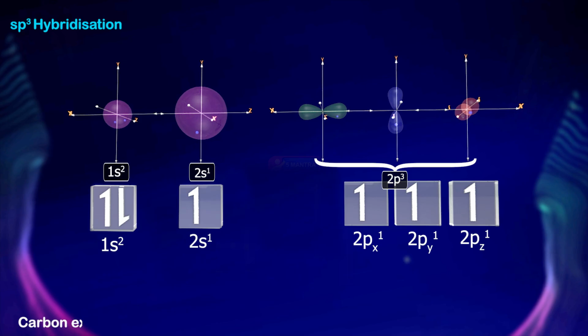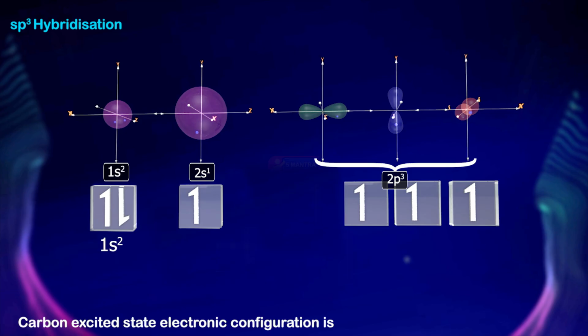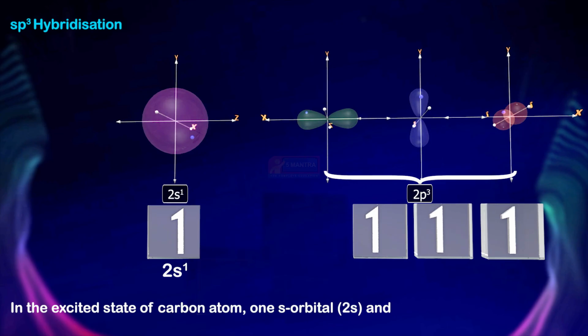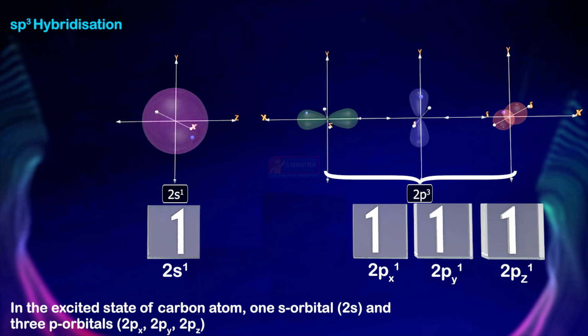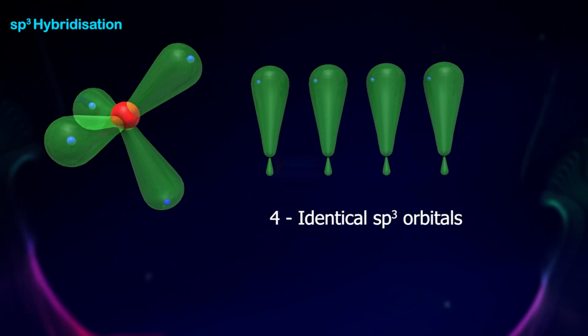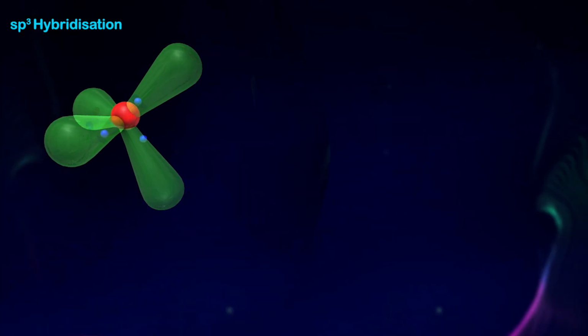Then, the excited state has 4 half-filled orbitals and the electronic configuration is 1s2, 2s1, 2px1, 2py1, 2pz1. In the excited state of carbon atom, the s orbital, which is 2s, and the 3 p orbitals, which are 2px, 2py, 2pz, intermix and reshuffle to form 4 identical orbitals known as sp3 orbitals. Here, carbon has 4 unpaired electrons, which are capable of bond formation with other monovalent elements or other carbon atoms.